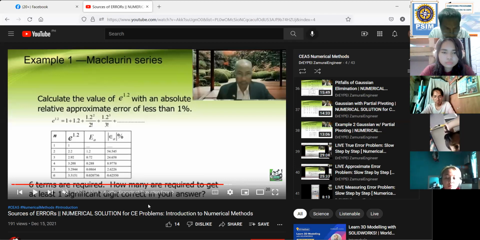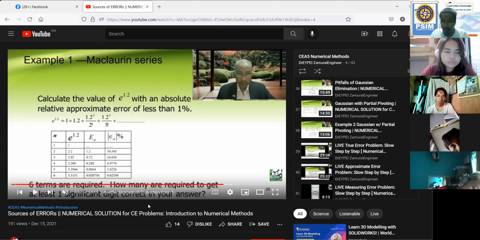Okay, the next: how many terms are required to get at least one significant digit correct in your answer? At least one significant digit correct in your answer. If you are going to do it, you have to use the, what? Is that epsilon? Epsilon s a best? Epsilon s a best. That is the criteria for the number of digits correct.